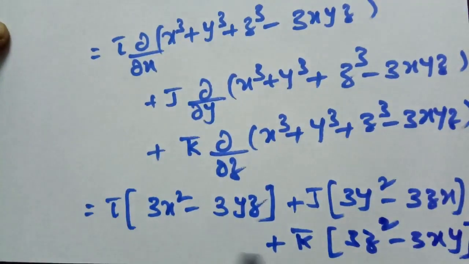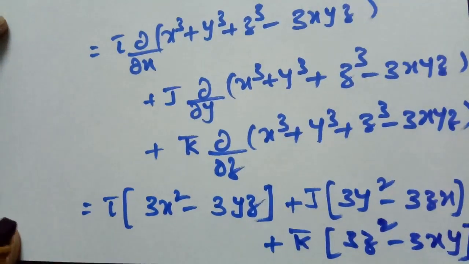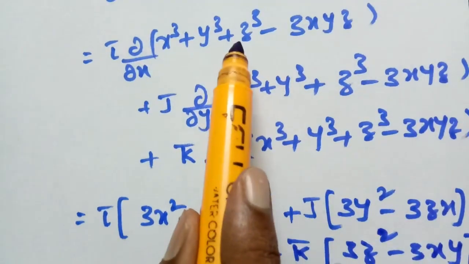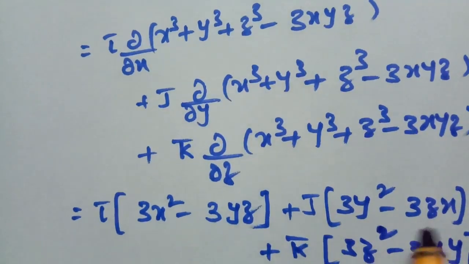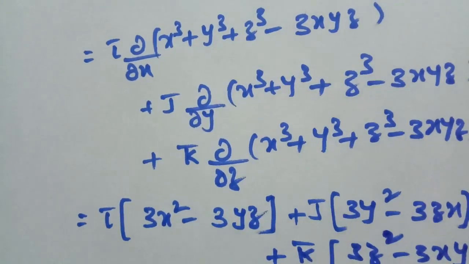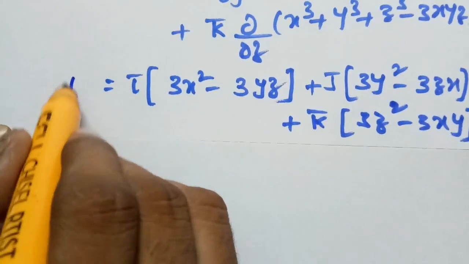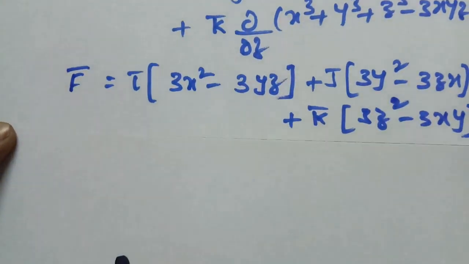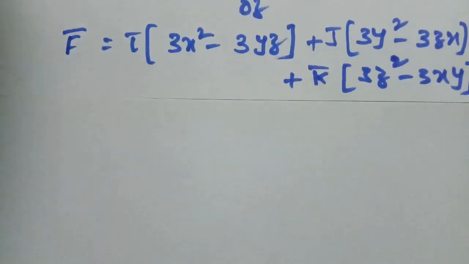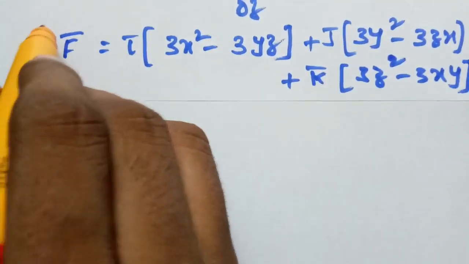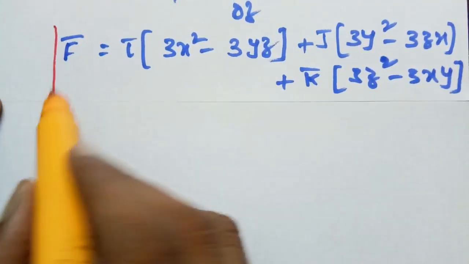Or otherwise, this can also be written as a sigma i bar ∂/∂x, and find the derivative of the first quantity and write all the other derivatives similarly. This is F bar. For this, we have to calculate div of F bar and curl of F bar.